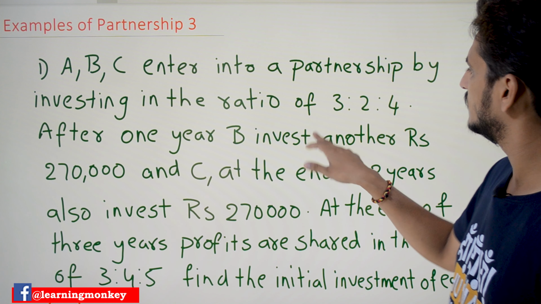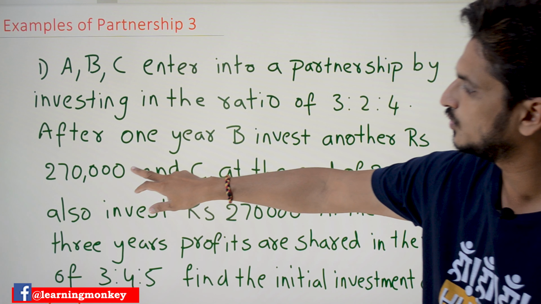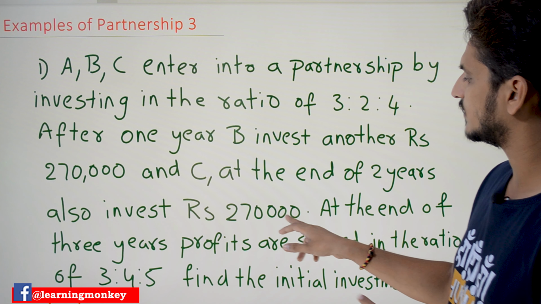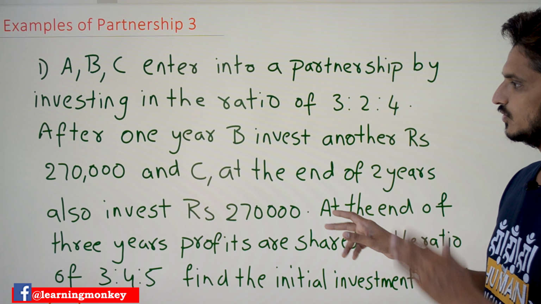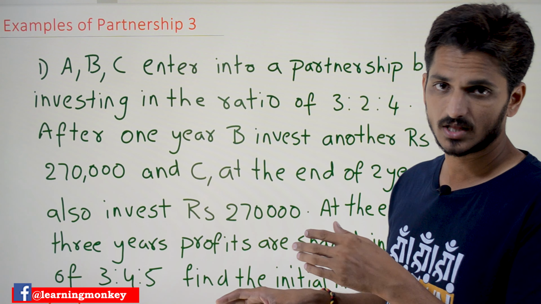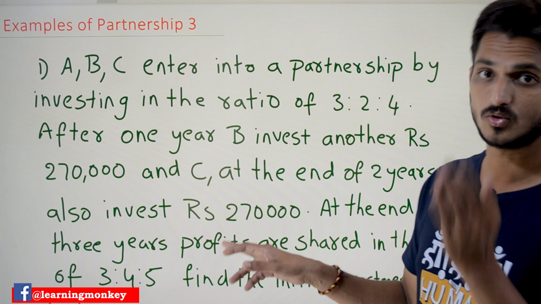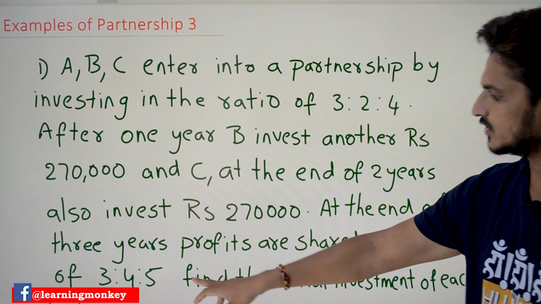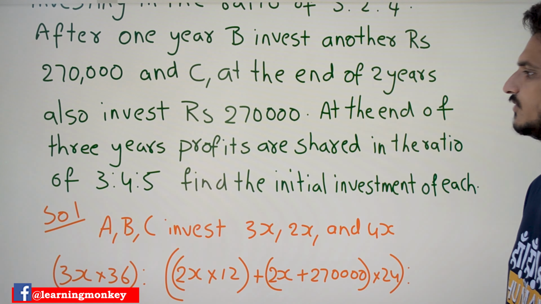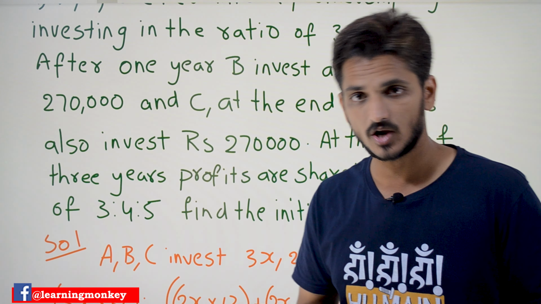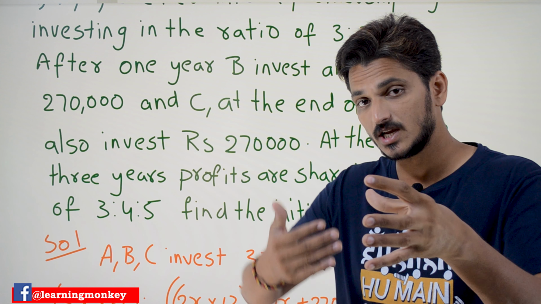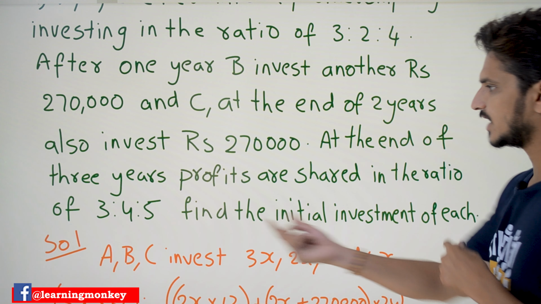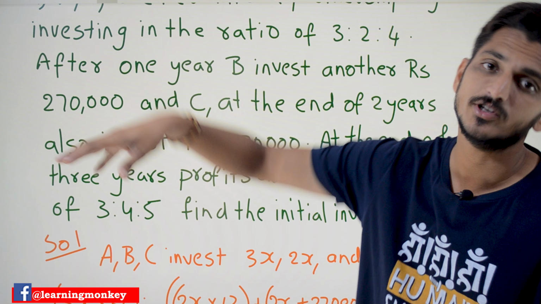After 1 year, B invests another rupees 2,70,000, and C at the end of 2 years also invests rupees 2,70,000. At the end of 3 years, profits are shared in the ratio of 3:4:5. Find the initial investments of each. In our last class, investments were provided and we identified the profit ratios. This is exactly opposite. Profit ratios have been provided, we need to identify the investment.